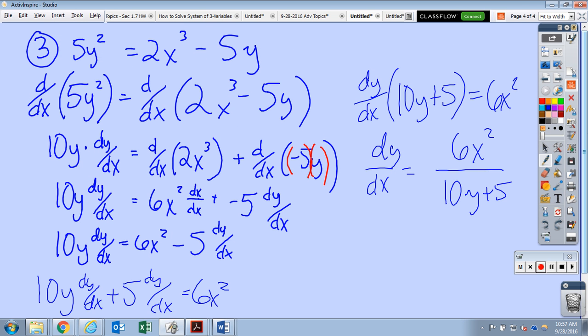So let's say you wanted to find the slope of the tangent line at the point x equals 2. Hopefully they give you both coordinates. Typically they will. So let's say 2, 3. I could just go ahead and plug in 2 for x, plug in 3 for y. And I could actually find the slope of that tangent line at the point 2, 3.